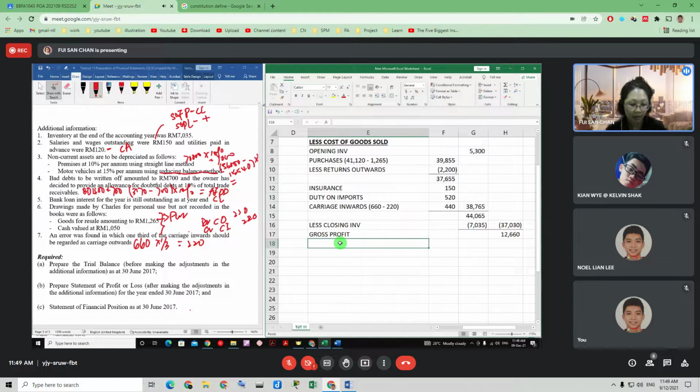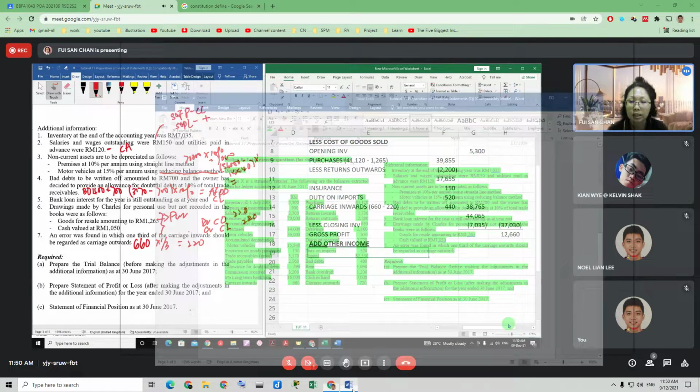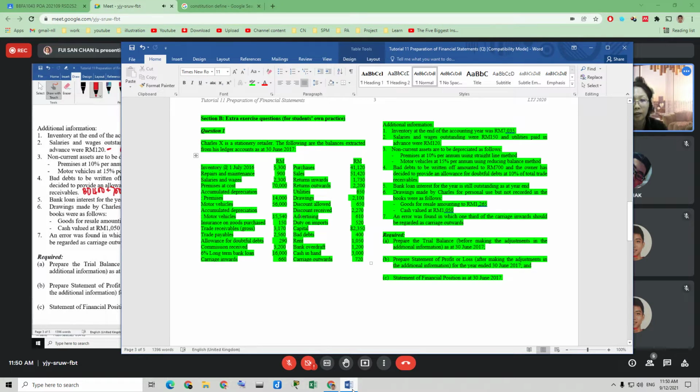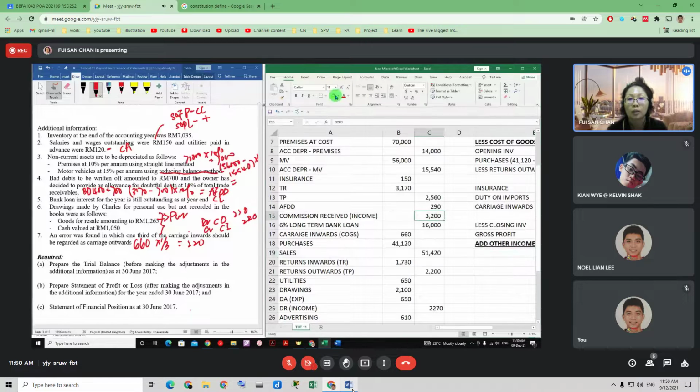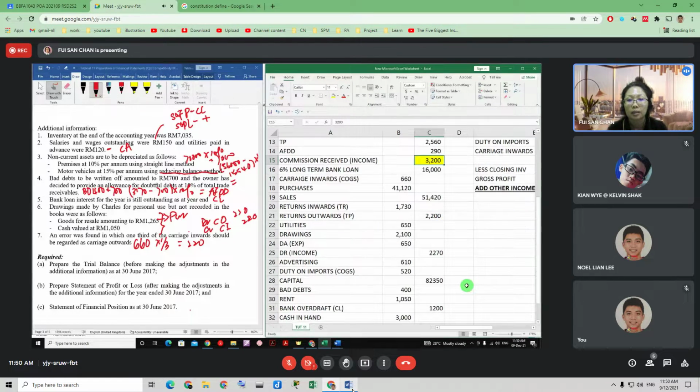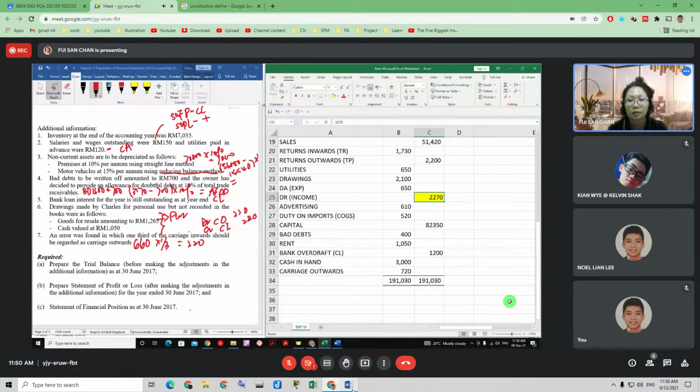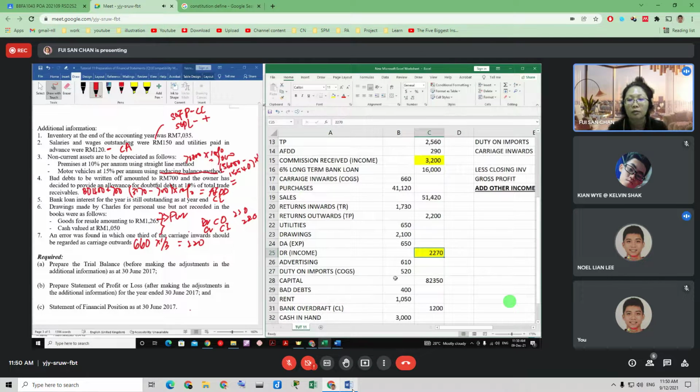Okay, then followed by the profit and loss part, where we add in other income. So other income, what do we have? If you want to look at the income, you look at the credit side, correct? This one is our other income. Trade receivable. Right. Discount receive. Yes. So we have two income, right? Commission. Discount receive. Okay. Another one.